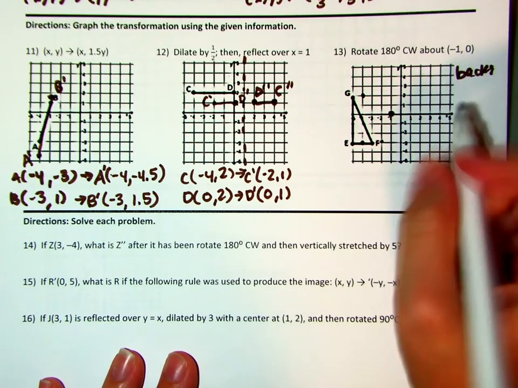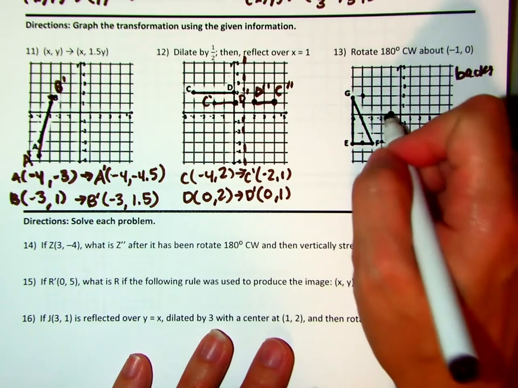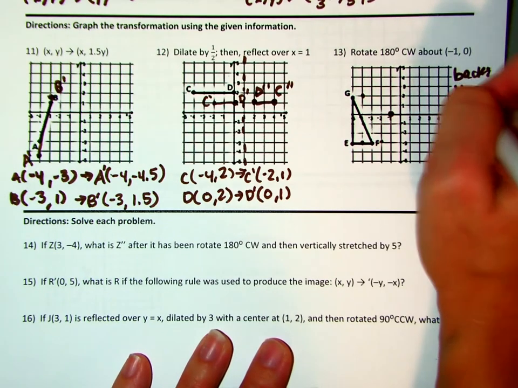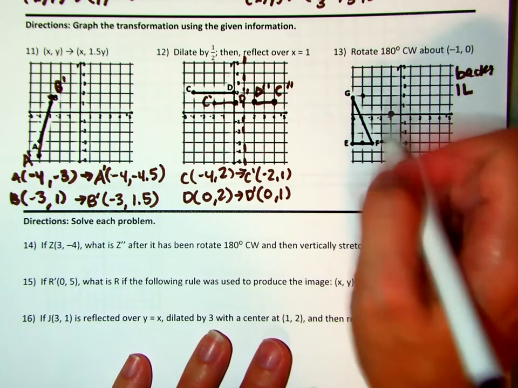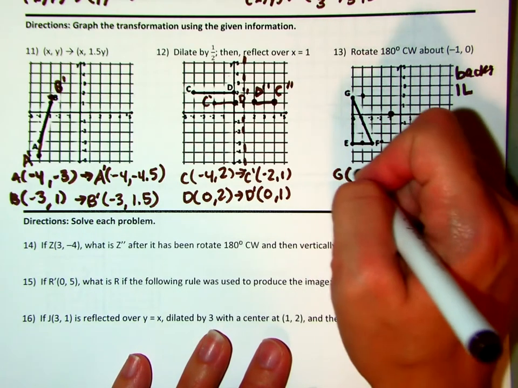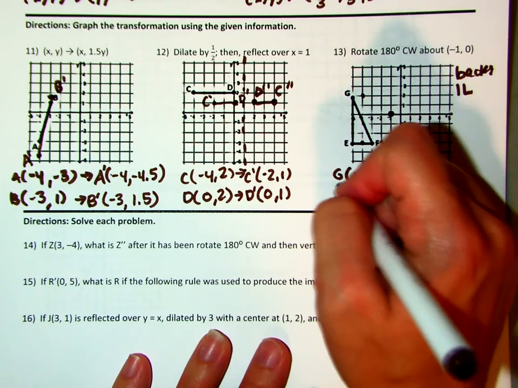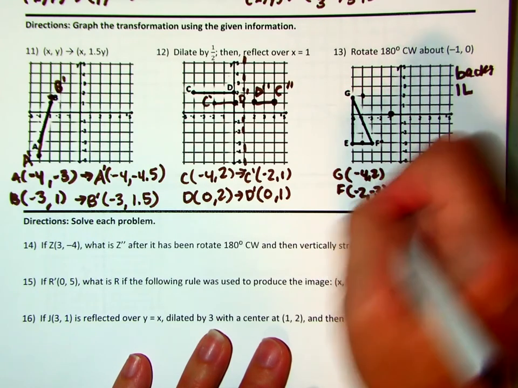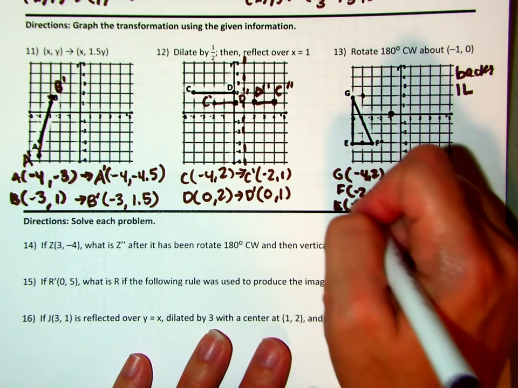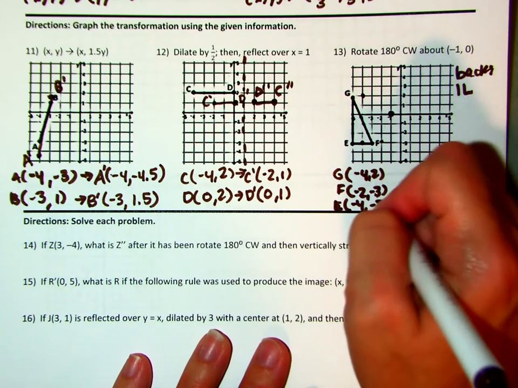So let's remind ourselves, if we're going to put it back, we're going opposite. Instead of moving it 1 unit right, we're going to go 1 left eventually. Now that I've moved all these points here, let's go ahead and find them. G is at -4, 2. F is at -2, -3, and E is at -4, -3.